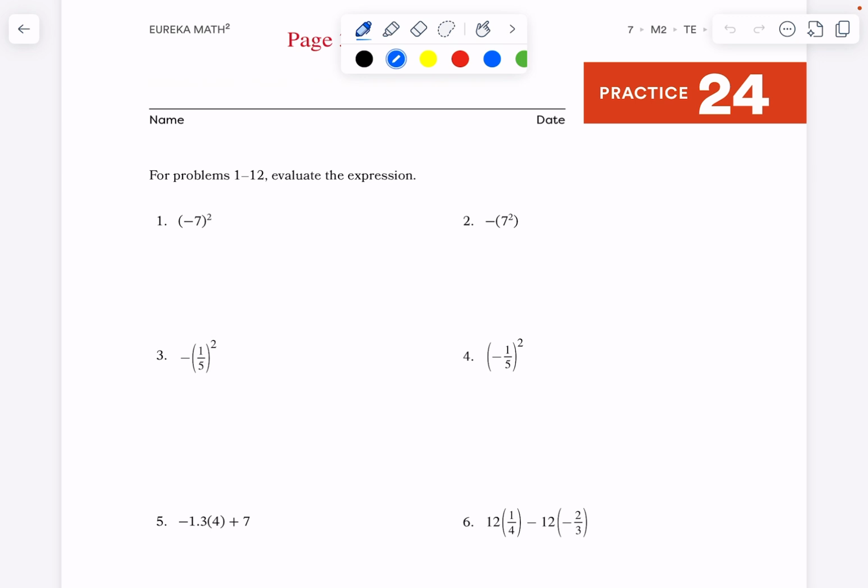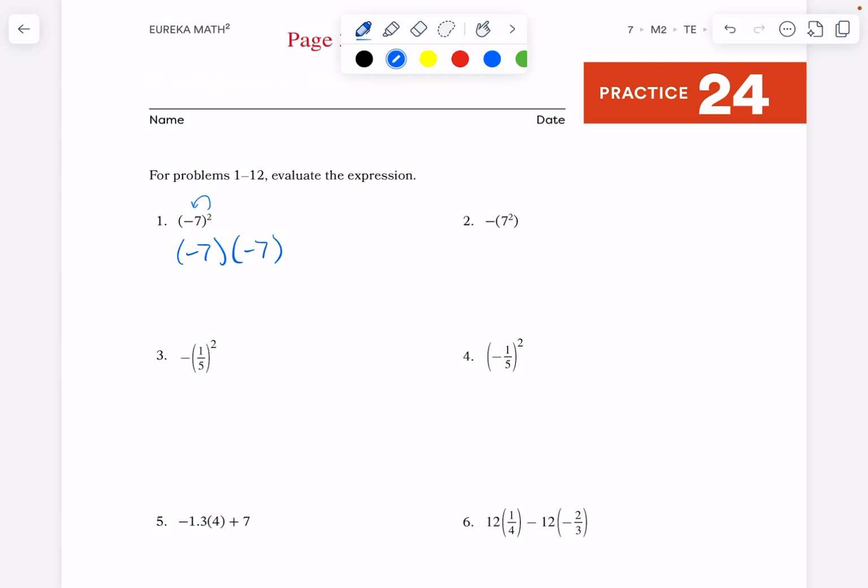So when I have negative 7 to the second power, notice how the exponent is on the outside. That means that exponent is going to be talking to everything on the inside, just like what we talked about in class today during this lesson. We will expand negative 7 to the second power like this: negative 7 times negative 7. And from there, you should be able to evaluate that expression.